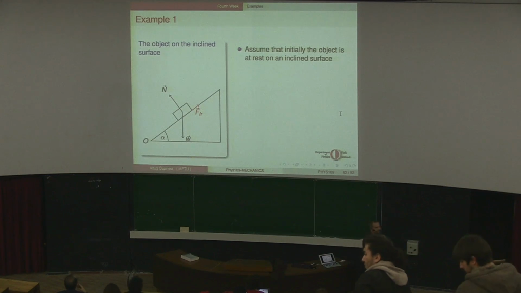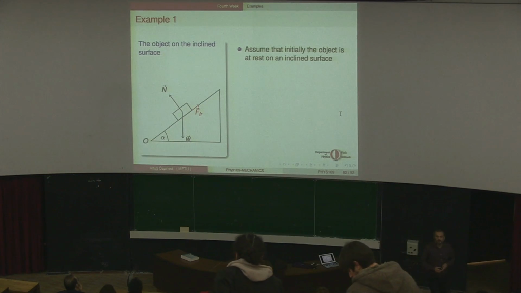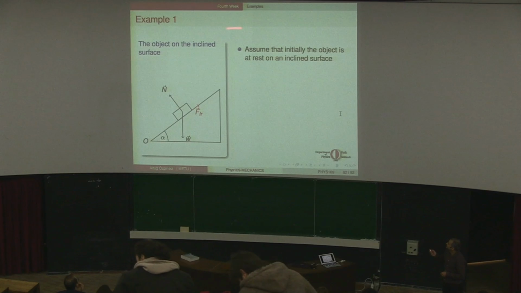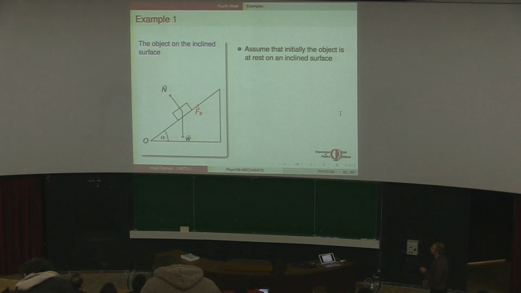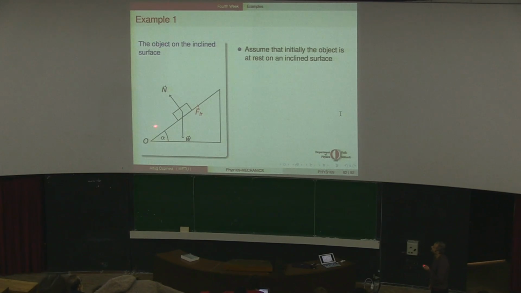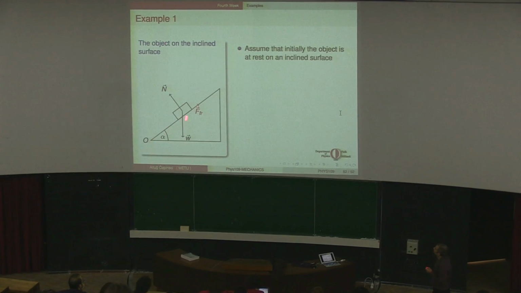Okay, let's start with some simple examples. We had already solved this problem of a mass on an inclined plane. But this time we are just adding the friction force. And we will assume that initially the object is at rest on the inclined surface. So what will be its subsequent motion? That's the question.